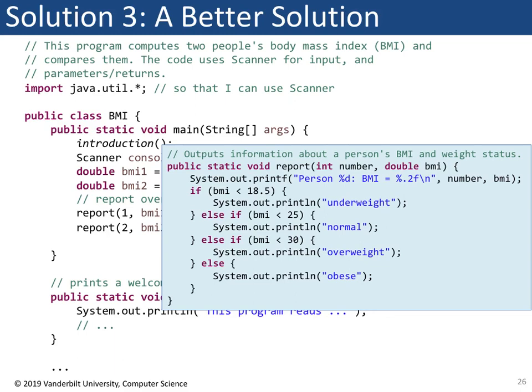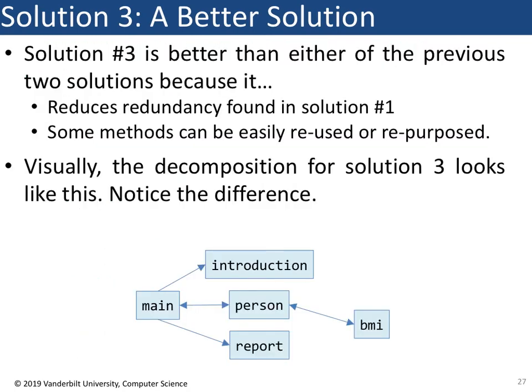Then we have a decision statement to decide how to classify this individual as underweight, normal, overweight, or obese based on their BMI. So now notice the resulting overall program structure and decomposition. We have a main method that prints out an introduction. It gets information for a person. In order to get that information for a person, the calculate BMI method is going to be used. And then we have a report that is generated.